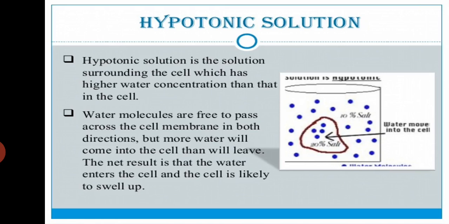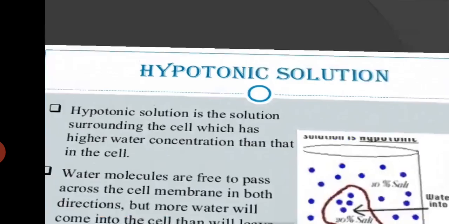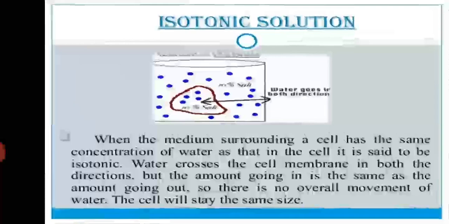So a hypotonic solution is a type of solution in which the amount of water is more in the surrounding and the amount of water is less in the cell, due to which the water will enter inside the cell. It is called a hypotonic solution. Next is an isotonic solution.